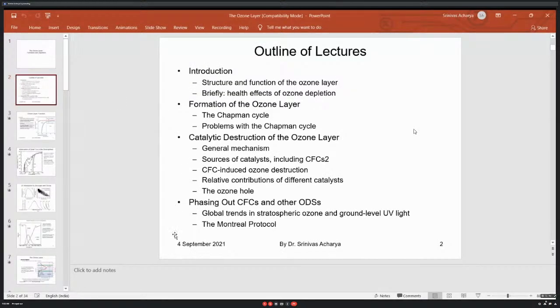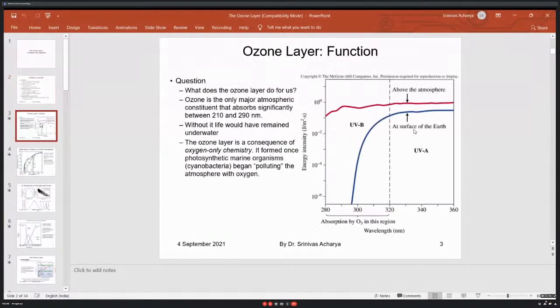Then in this part, we will discuss what ozone is and what the structure of the ozone layer is, then the formation of the ozone layer, and what is the natural cycle, that is called the Chapman cycle of ozone formation and destruction. Then catalytic destruction of the ozone layer induced by anthropogenic molecules. Then the phasing out of chlorofluorocarbons under the Montreal Protocol or Vienna Convention, and what is the impact on global ozone layer protection. So all these things we have to discuss in this lecture.